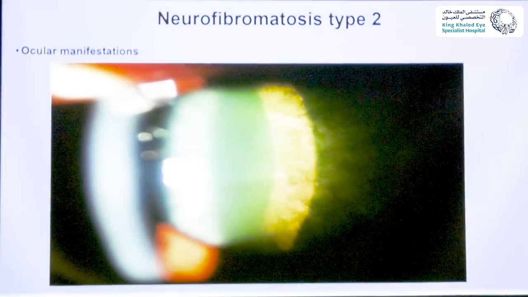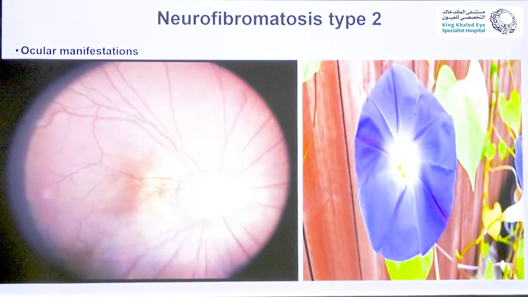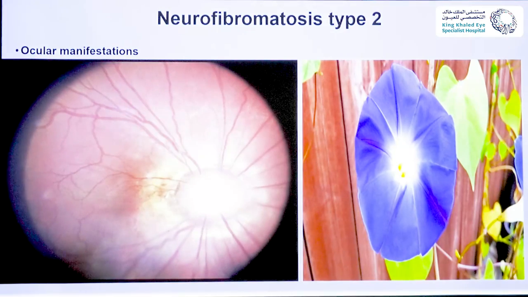So this is the early posterior subcapsular cataract that can happen in a patient. And this is the meningioma, and you can see it much better on the coronal view, because it shows proliferation just around the nerve rather than the nerve itself. Because of that, you can also have secondary proptosis. And this is morning glory; I just brought the picture of the flower so you may not forget.